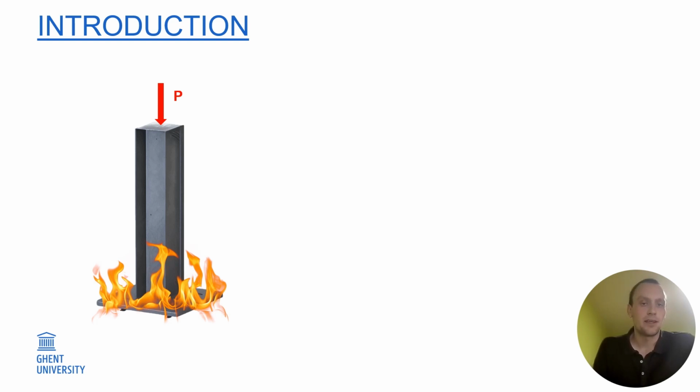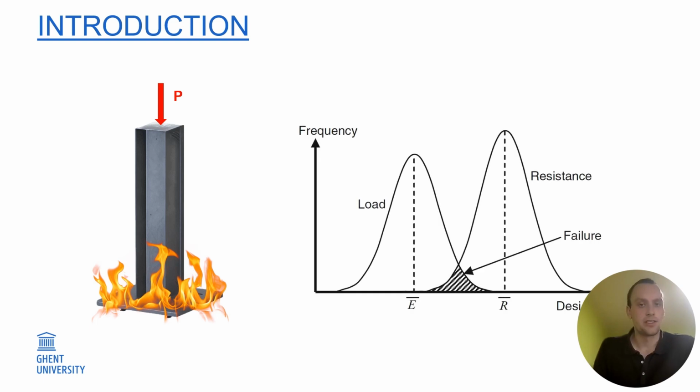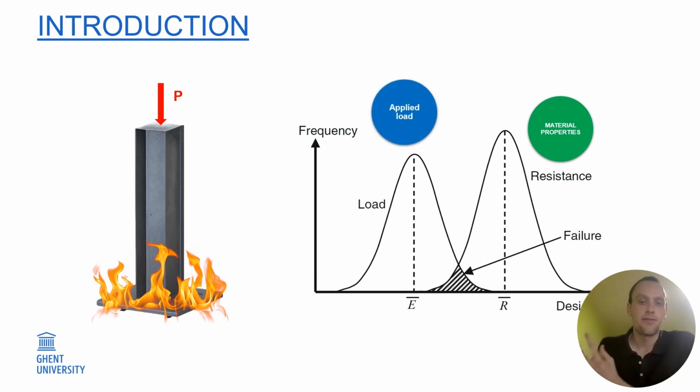If we want to design in a probabilistic way, we need distributions for both the loads and the resistance of the column. The material properties will definitely have an effect on the resistance part, while everything related to the applied load, such as the magnitude of the load, but also possible eccentricities, will influence the load side. The fire scenario itself, in theory, can affect both the load and the resistance, but for this particular research, we will focus mainly on the resistance part.